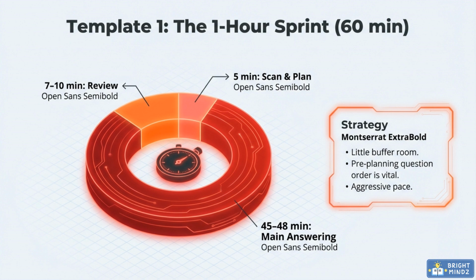In a 60-minute exam, think of your time as a short sprint with 3 phases. Spend about 5 minutes scanning the whole paper and planning your order, so you don't waste time on low value questions. Use roughly 45 to 48 minutes for focused answering at a fast but controlled pace. Protect the final 7 to 10 minutes for review: finish half done parts, fix obvious mistakes, and check numbering and instructions.